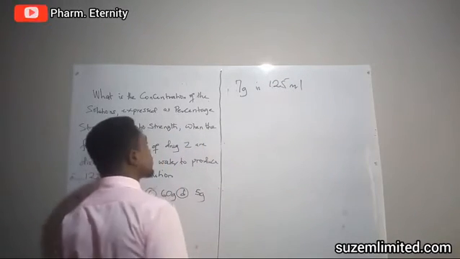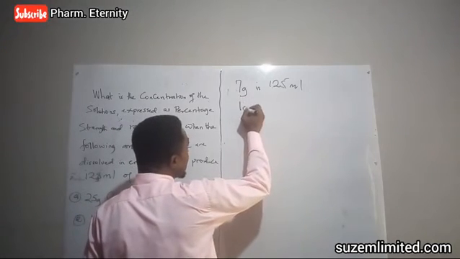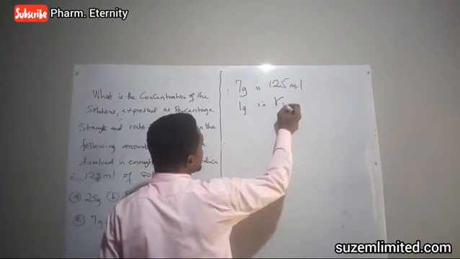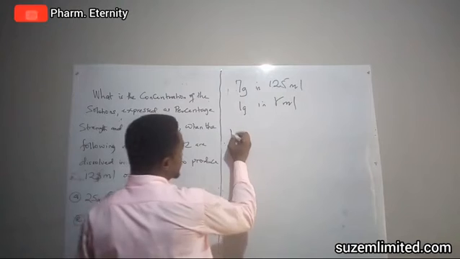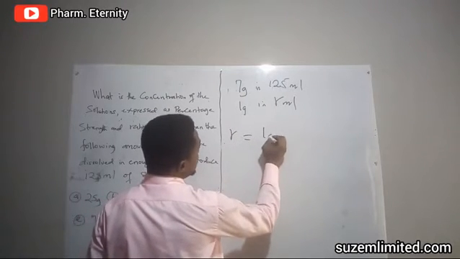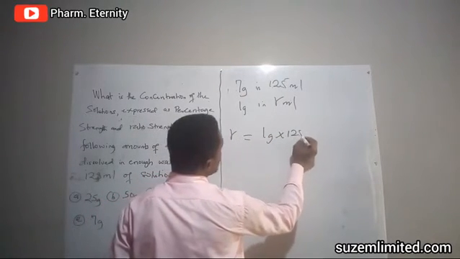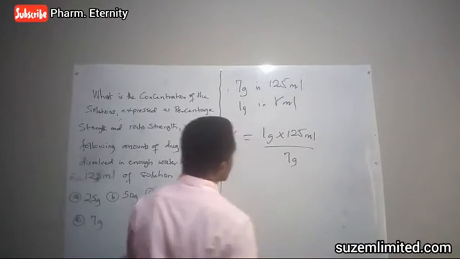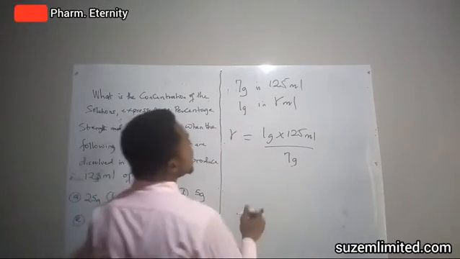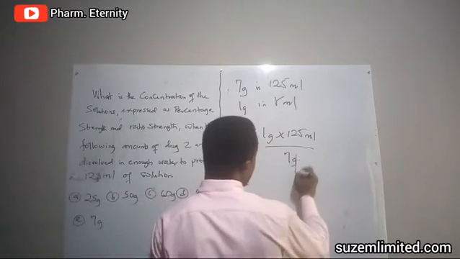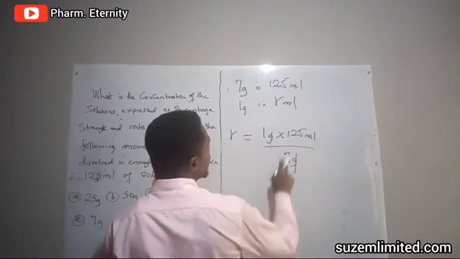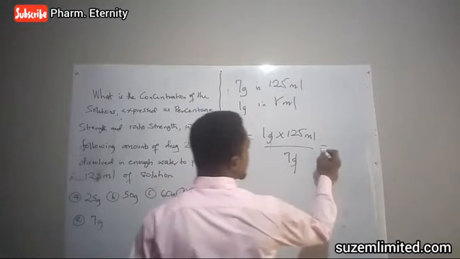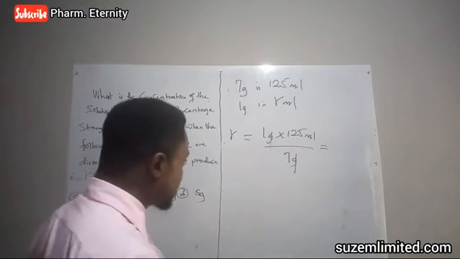So now what will happen? How many 1 gram will be found in what? R ml. So R equals, multiply, is now equal to what? 1 gram times 125 ml, all over 7 gram. Right? So this will now give us what? Gram will cancel gram. 7 divided by 125.